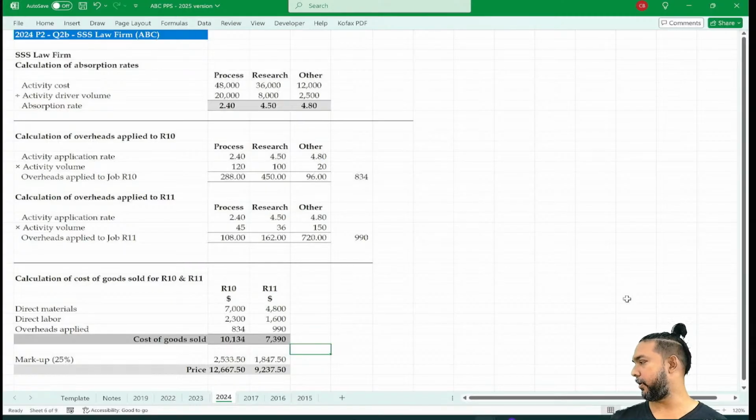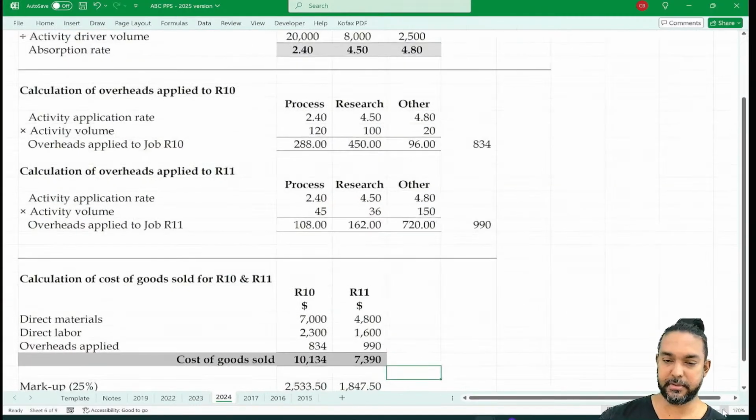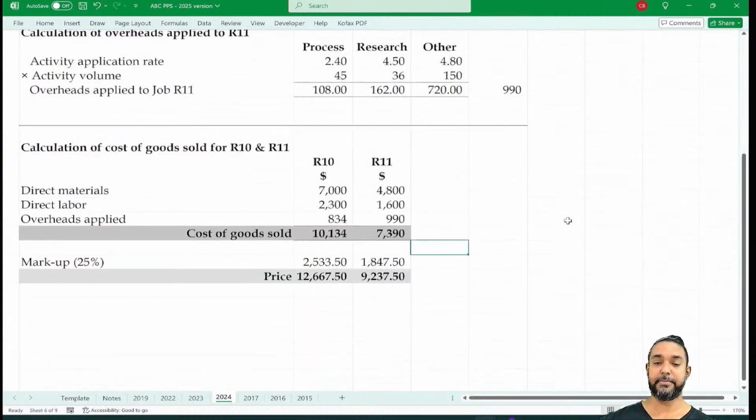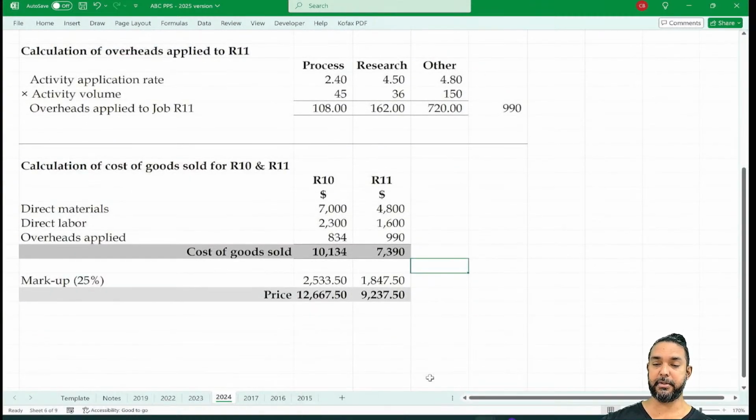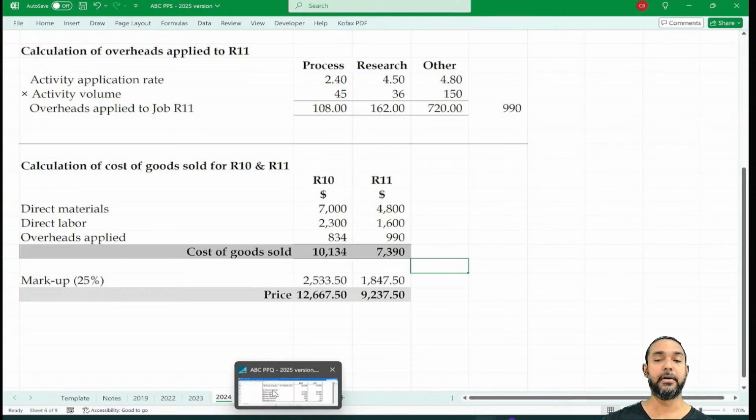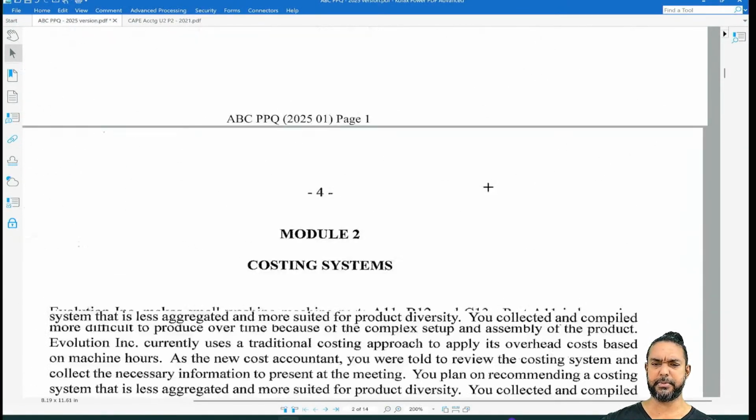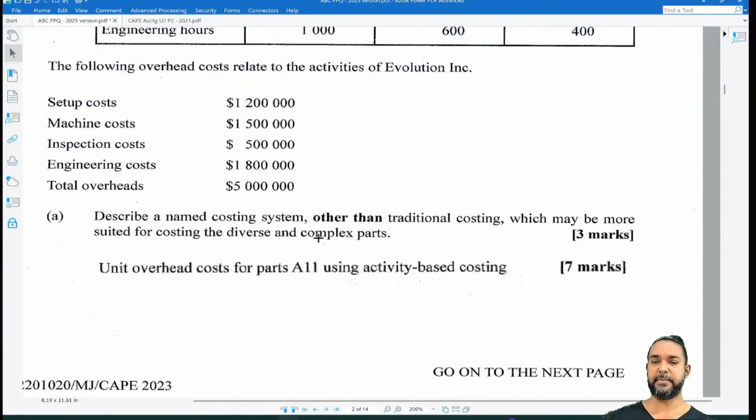Nice, okay, lovely. All right, so ladies and gents, that's basically it for activity-based costing, to be honest. Again, if you want to delve into your text and pull up advantages, disadvantages, that kind of stuff, feel free to do so. Especially because the paper, as you saw in a couple of instances, did ask you to describe a system other than traditional costing, a named system more suited for that. It was only 3 marks, but I want you to have those 3 marks with the notes.